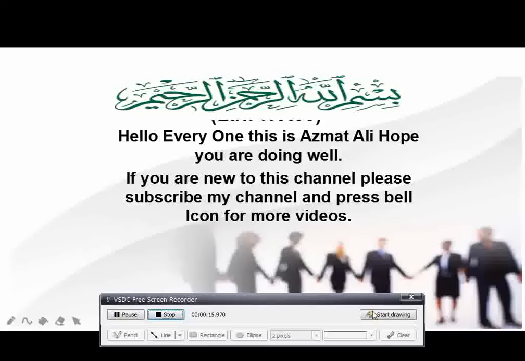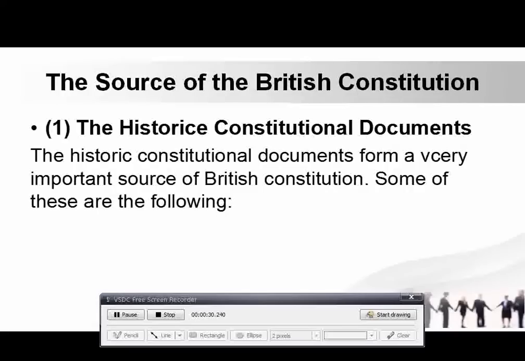And today we have the topic that is the sources of the British Constitution. The historic constitutional documents are the first source of the British Constitution. The historic constitutional documents form a very important source of the British Constitution. Some of these are following.